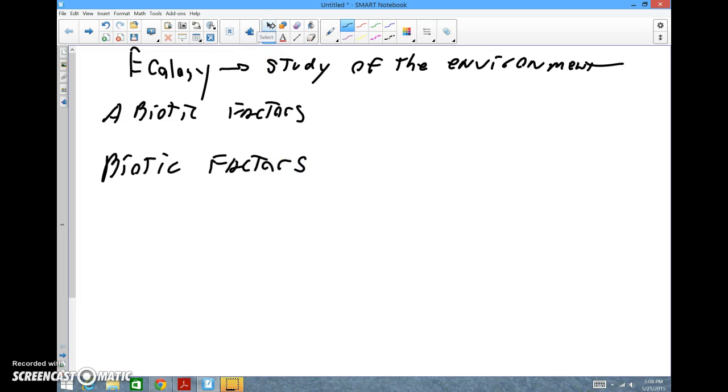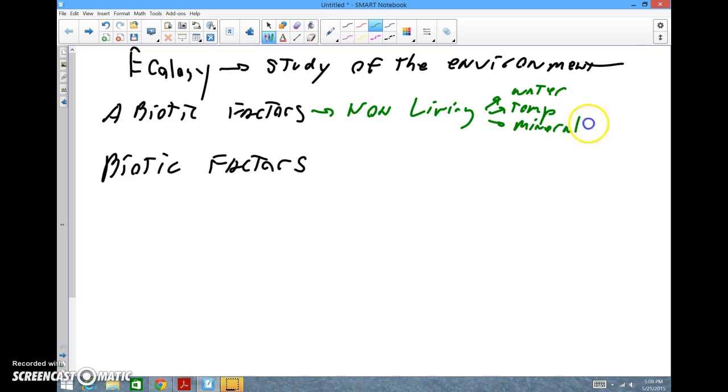Okay, so basically what we're doing is we're splitting these things into two categories. Abiotic factors, which are non-living factors, and this is things like water, temperature, minerals, all things that are not living organisms. And then we also have biotic factors, which are living things. I could give you a list of what living things are: plants, animals, insects, bacteria, microorganisms, but basically it's everything alive.